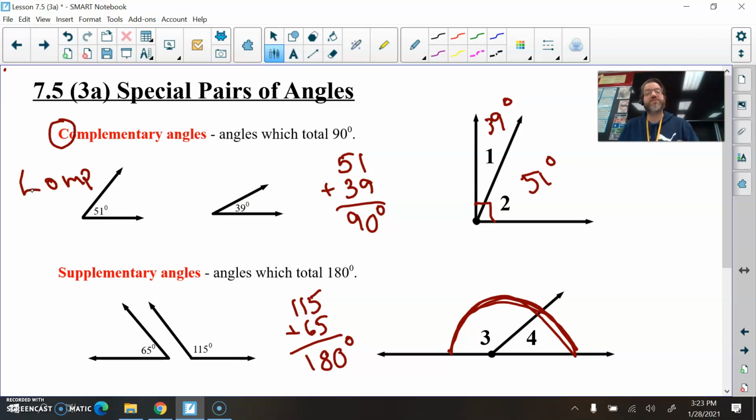But complementary angles are the ones that total 90 degrees. Supplementary angles, you have a straight angle here, which starts with the letter S. Supplementary starts with an S. That straight angle there starts with an S as well. Okay, if that helps.